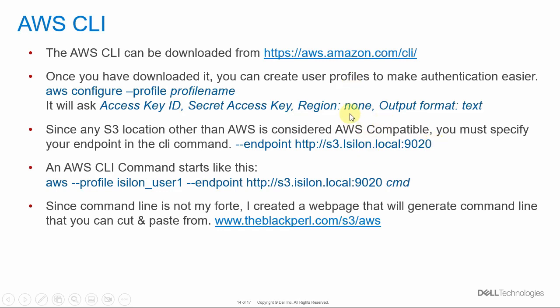So now with these two configured, the AWS CLI command starts like this. The AWS, your profile that you're going to use with the username credentials, the endpoint that you're going to use, how you're going to access it, and then the command and whatever options are available after that. I'm not a command line guy, so I created a web page that will generate the command line for you, and this is where I created that, so you could try that if you like.